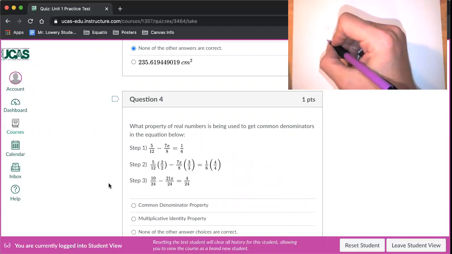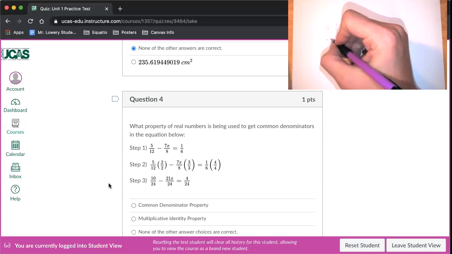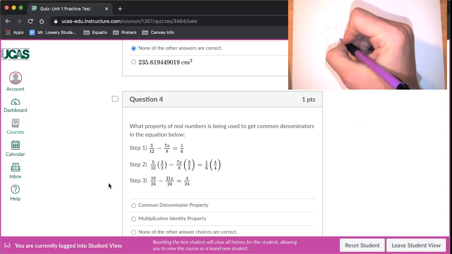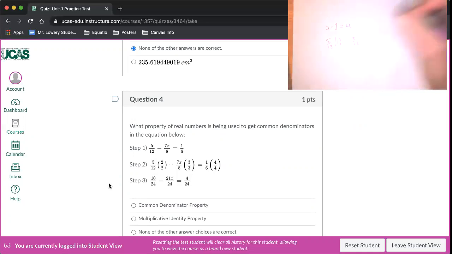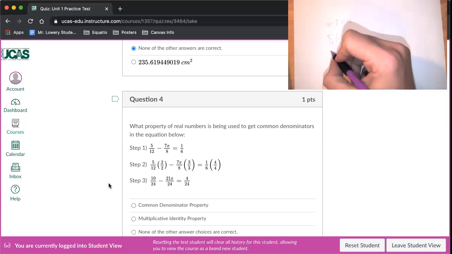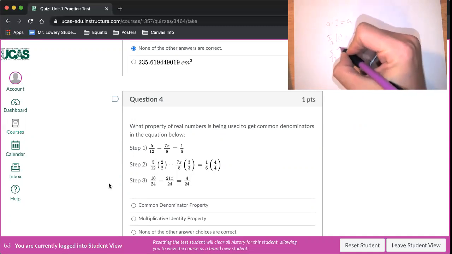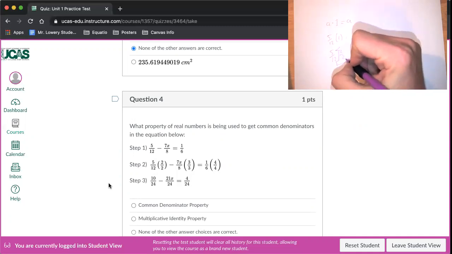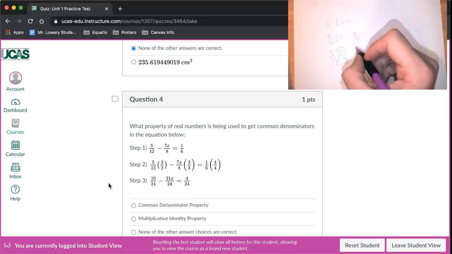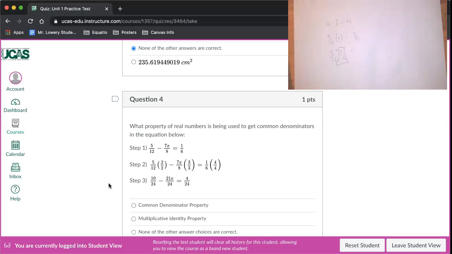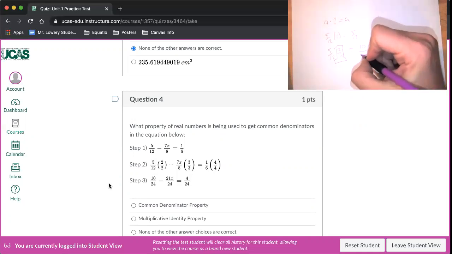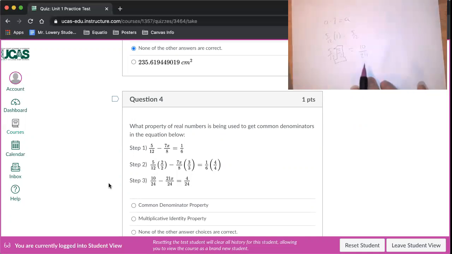So if you have 5 over 12 times 1, that's going to give you 5 over 12, okay? That's pretty obvious. But what we're doing here is 5 over 12 times 2 over 2. But remember that 2 over 2 is just 1. So really we're multiplying by a fancy one, or a form of 1, to get this. Now, since we're multiplying by 1, the identity property says that these have to be equivalent fractions. Okay, these have to be the same.